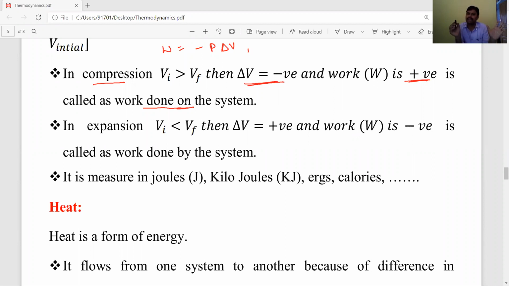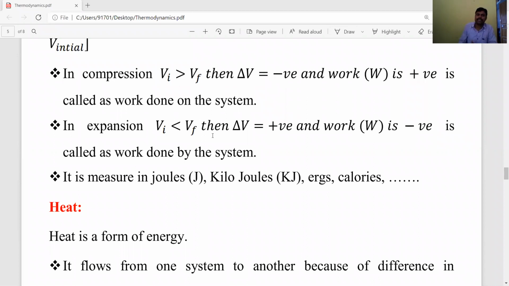You have to remember, it's enough. So when work done on the system is positive, delta V is negative. W is positive and delta V is negative means that work is called work done on the system. If delta V is positive and work is negative, then that work is called work done by the system. Work done by the system means expansion. Work done on the system means compression. So these two formulas you have to remember, and these signs will help in the first law of thermodynamics. Okay, students, listen carefully.